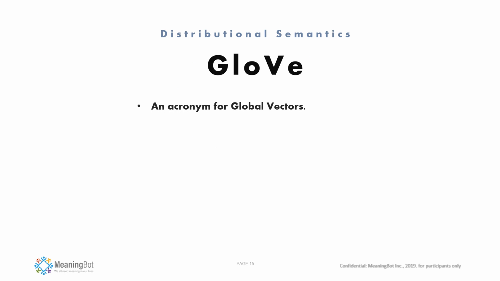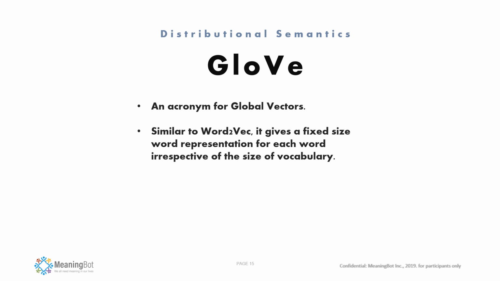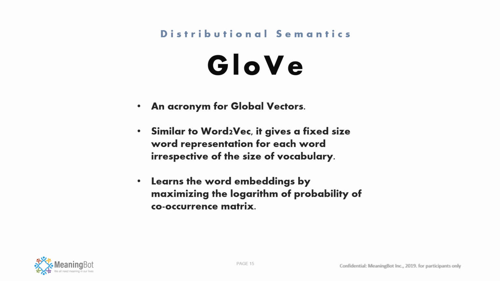GloVe is an acronym of Global Vectors. The inspiration behind developing GloVe was very similar to that of Word2Vec. Researchers wanted to generate fixed-size word embeddings in the vector space. Instead of learning through errors, the network learns through probability distribution. This approach has two phases. In the training phase, it learns the information from the distribution. And in the operational phase, it just retrieves embeddings from the table.